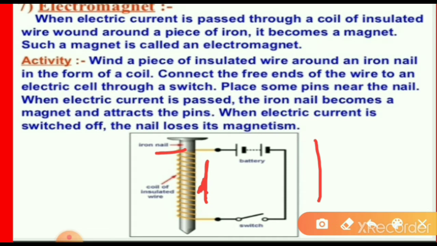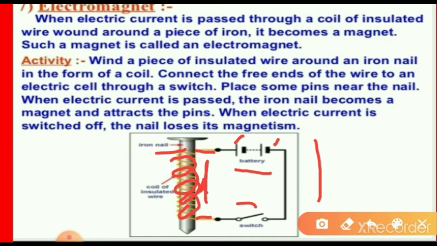We have to wind the wire tightly around the nail in the form of a coil, and connect the free ends of the two wires to the terminals of a cell, positive terminal and negative terminal, through a switch, as shown in this image. So we have to connect it like this.